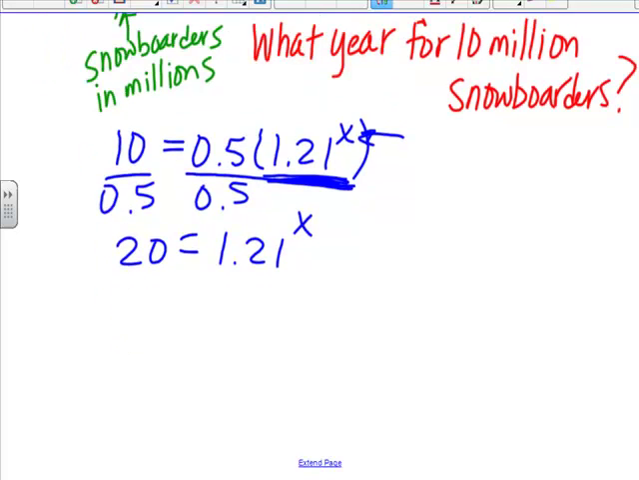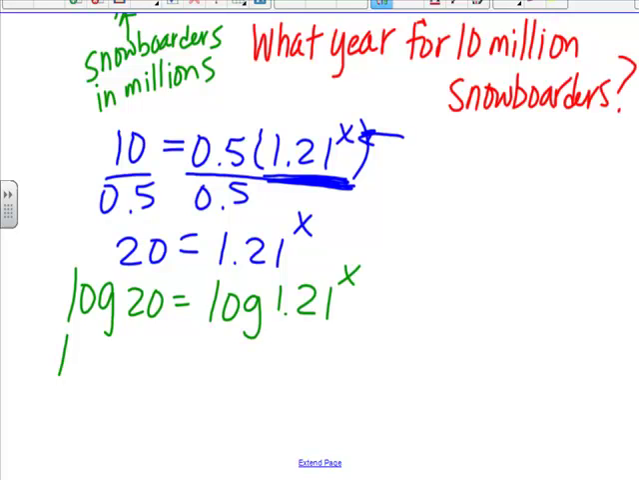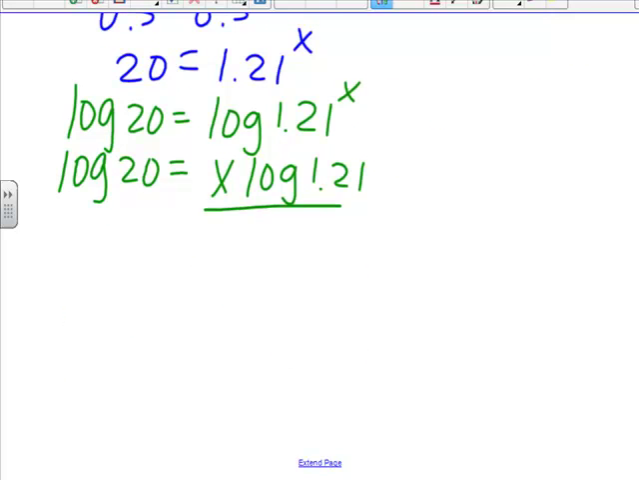Now, the point I want to make here is if you want, you can take the ln on both sides, but it's not necessary. I mean, there's really not a benefit because there's not an e here. So just for kicks, I'll do the log. And remember, just good old log has a base of 10. So now I have log 20 is equal to x log 1.21. This is what makes logarithms so awesome. So now all I got to do is divide by log 1.21 on both sides.